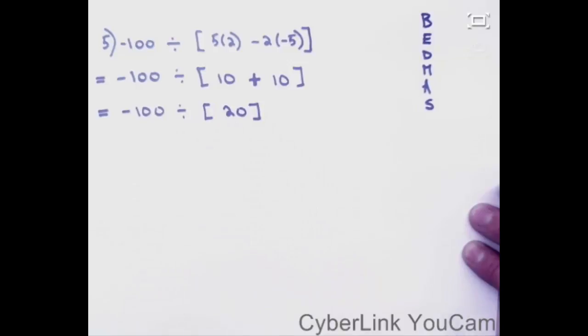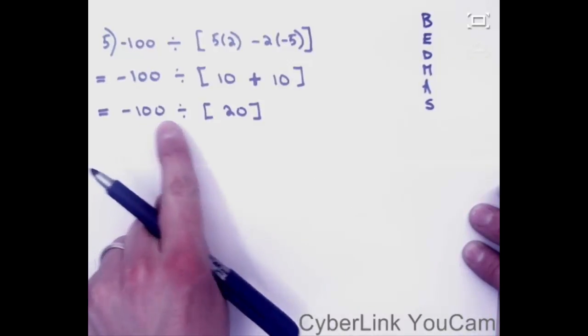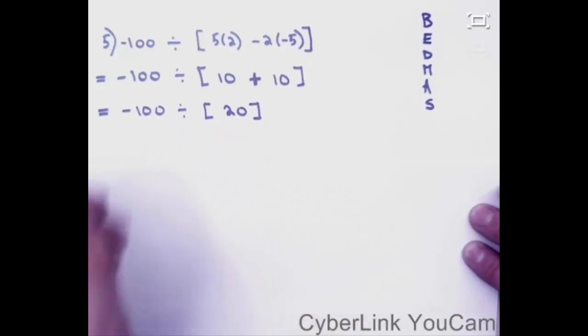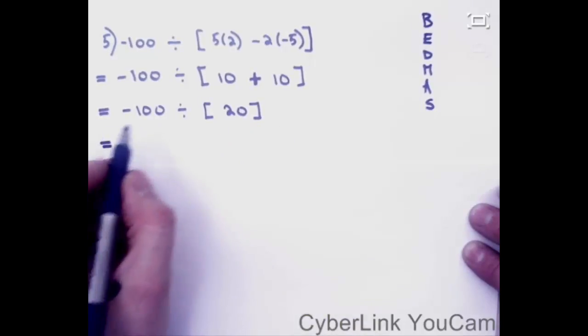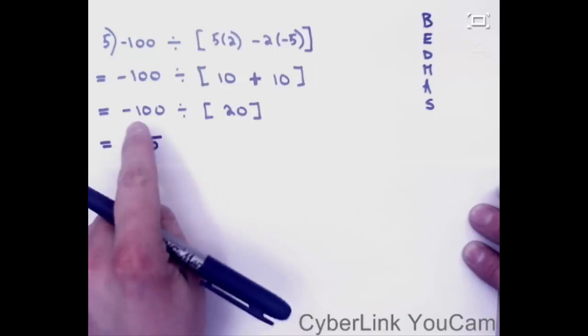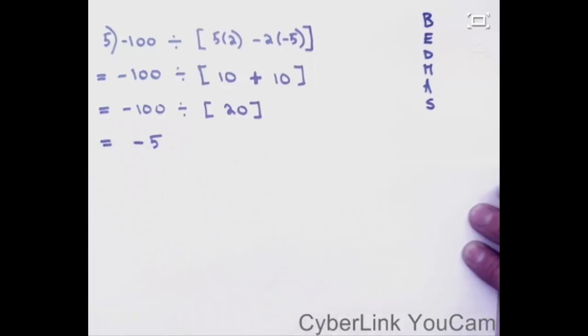And finally, we're down to a single operation. We have negative 100 divided by positive 20. And if you had 100 things and you divided them up 20 ways, you'd have 5. And with opposite signs, you end up with minus 5.